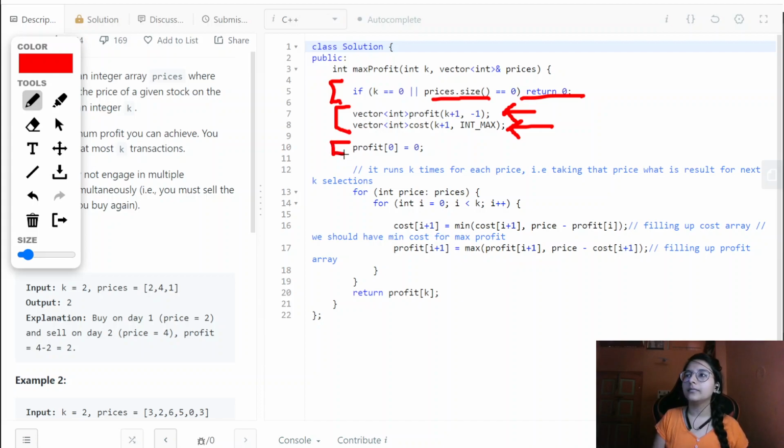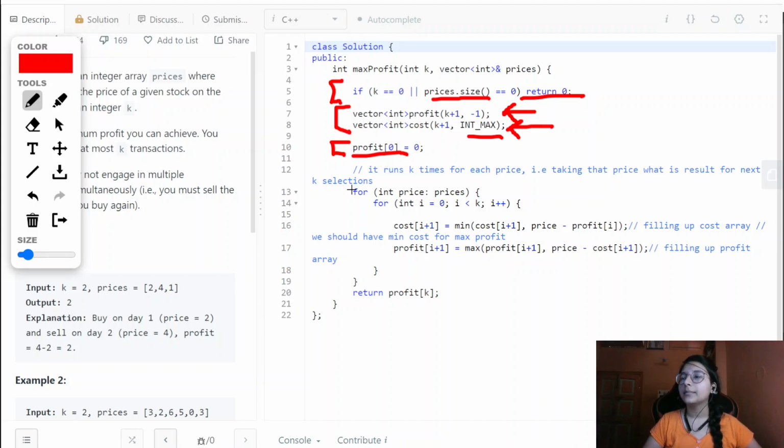Now conceive this part, that profit of 0. So basically at 0 transactions, meaning when we are not doing any transaction, our profit would be 0 and even our cost would be -1. So cost we can take as the int max, which we are already taking, right? And the profit is 0 because we haven't bought anything, haven't made any transaction. So that's why profit of 0 would be 0.